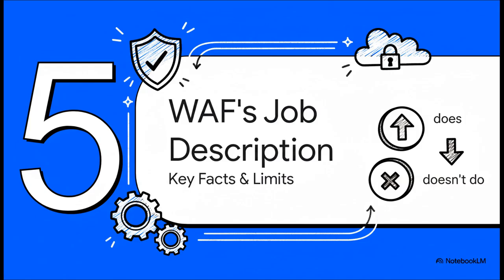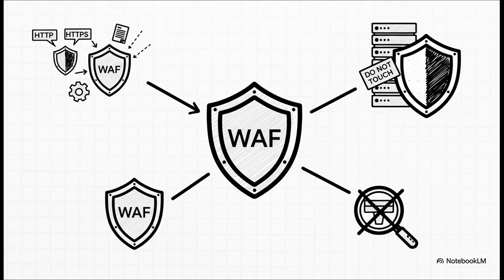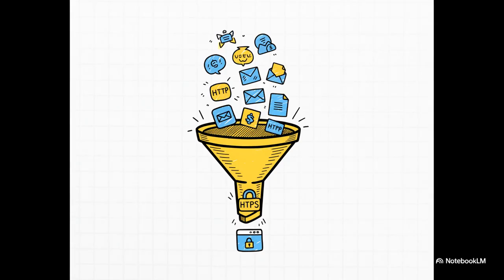Okay, let's do a quick fire round. Let's lock in exactly what this bouncer does, and maybe more importantly, what he doesn't do. Getting this right is super important. So here are the core responsibilities, the absolute must-knows about how AWS WAF works. Let's just run through them. First thing, and this is huge, the WAF is a specialist. It only speaks the language of the web. That's HTTP and HTTPS. That's it. It's not designed to handle any other kind of network traffic.